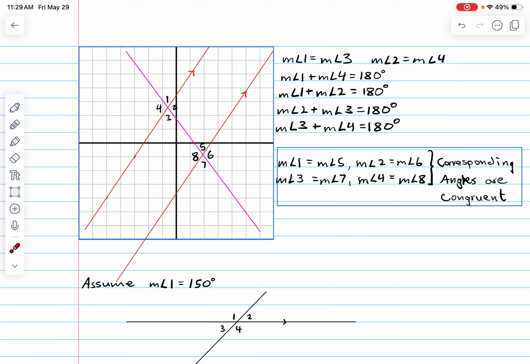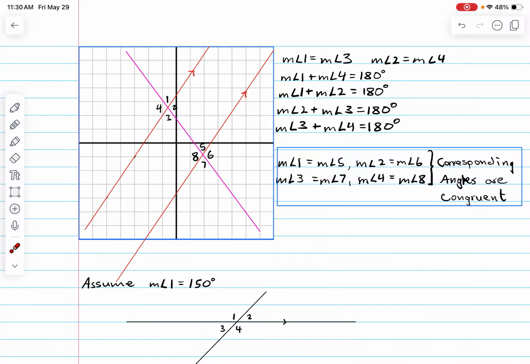Notice that we have interior angles. Notice I have this interior angle, this interior angle. In other words, they're inside the parallel lines. So I have these interior angles: 2, 3, 5, and 8. Those are interior angles. Exterior angles are 4, 1, 7, and 6.